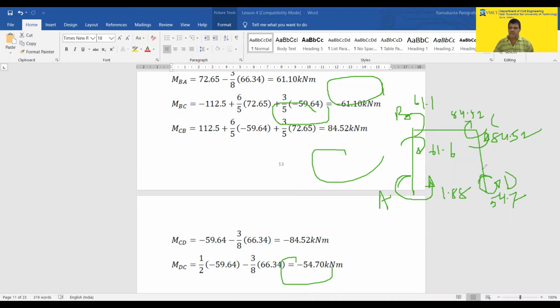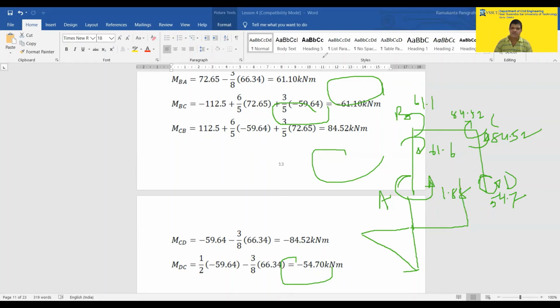I think you can now draw the moment diagram from this. Anti-clockwise, clockwise is positive, so it will be negative. Here it is clockwise, but it is anti-clockwise positive. So this can be drawn this way. Let me draw. This is 1.88 and this is 61.66. Then here this is 61.11, that is anti-clockwise. Clockwise is positive, so it will be negative. Here 84.82 clockwise.